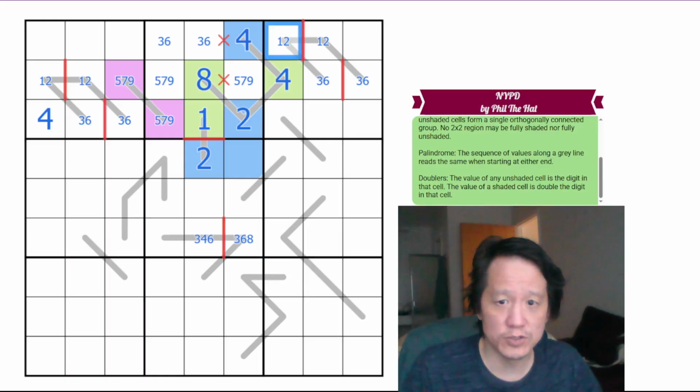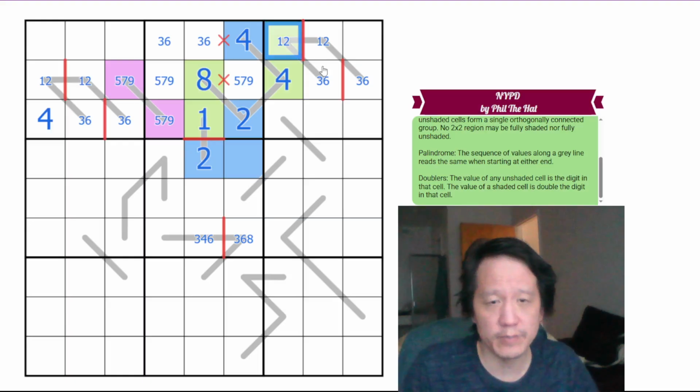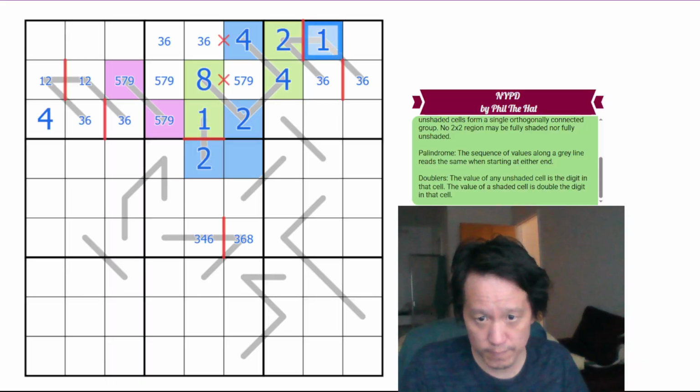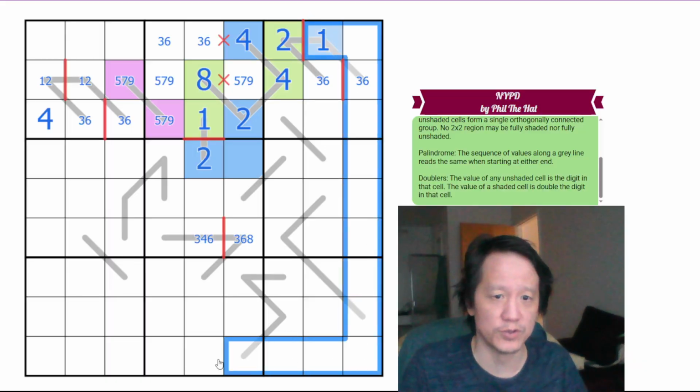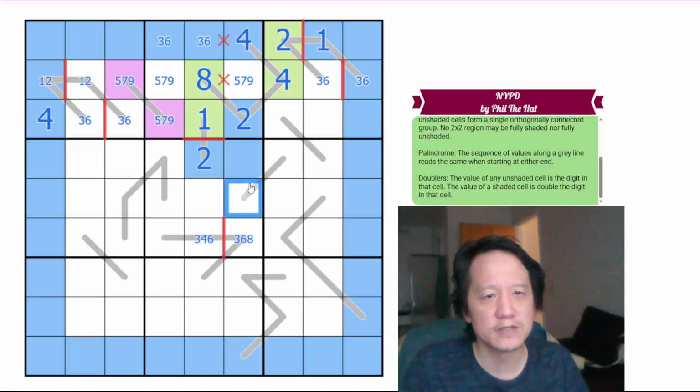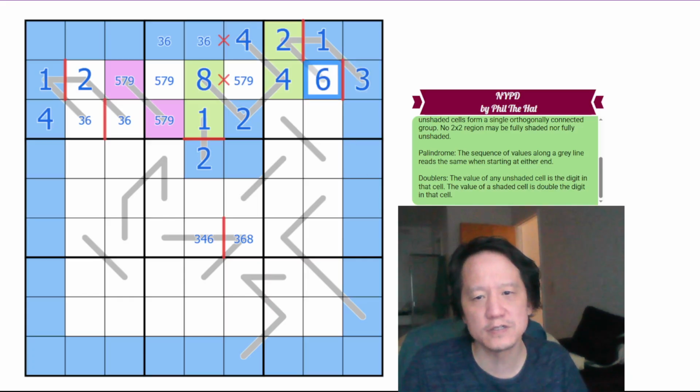Let's say this was green. If this was green, that means this is 2 and this is 1. This would be blue, so this would be blue all the way around. I don't think it's going to work out very well. Therefore, this is doubled, so this is 1, this is 2. This is doubled, so this is 3, this is 6. This is green then. Okay.